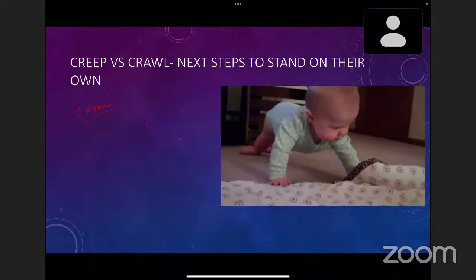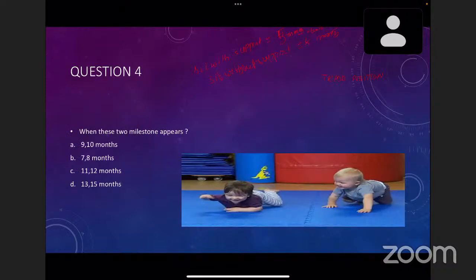Crawl means the child will use its hand, that is your palm, and the abdomen will be on the ground, and the leg. So this is the position. You can see the child here using his arm, his abdomen, and his leg to move from one position to another. This is known as crawling, and this is acquired at the age of 8 to 9 months.